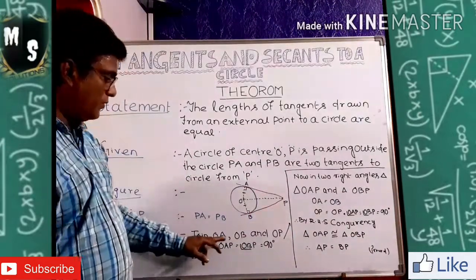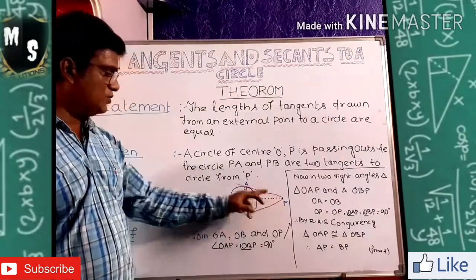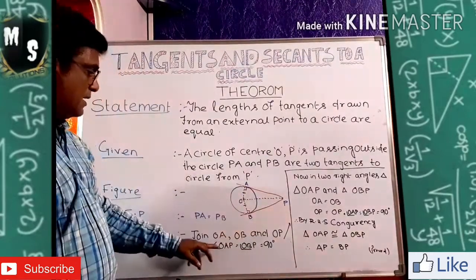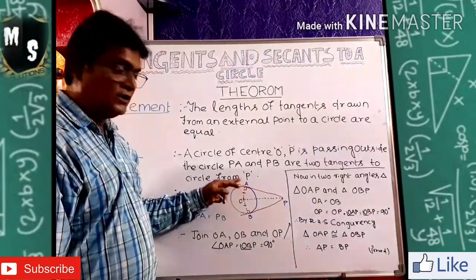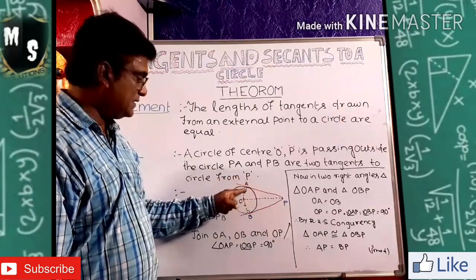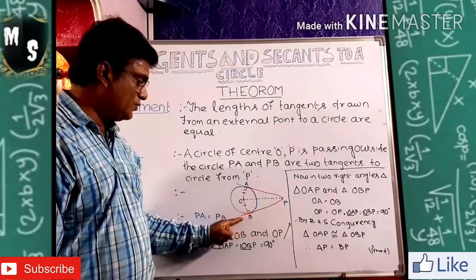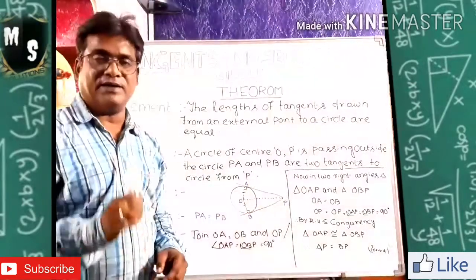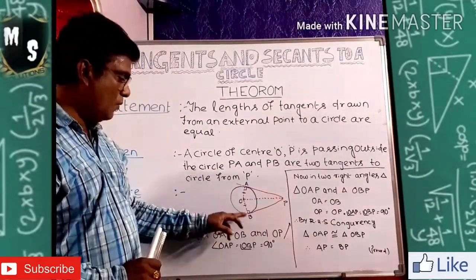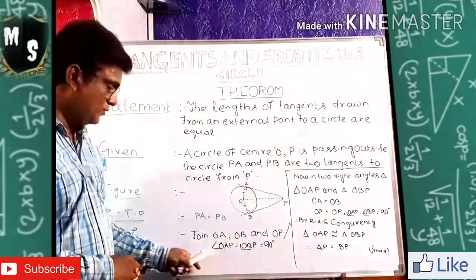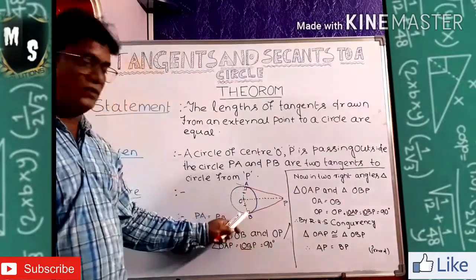I said you join OA, OB and OP. O to A, O to B and O to P. These three you have to join. Then this is the first theorem: the radius at the point of contact to the tangent is perpendicular. That means this is 90 degrees, and this is also the radius at the point of contact, so it will give you 90 degrees, that is a right angle. So angle OAP is equal to angle OBP, equal to 90 degrees. It is the first theorem.